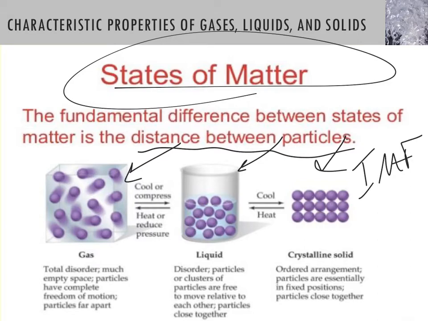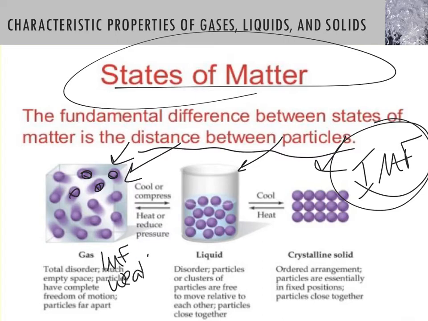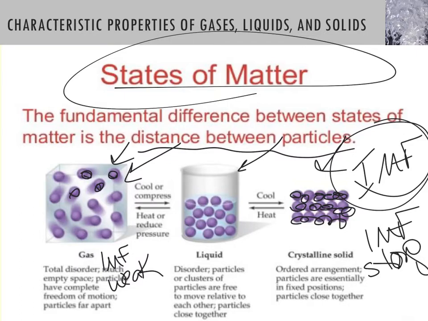So another way to state this, the fundamental difference between states of matter is the strength of the intermolecular forces between the particles. So in a gas, the individual molecules are quite far apart, which means the IMF, the intermolecular forces, are weak. They're not pulling toward each other very strongly. On the other hand, the molecules in a solid are packed as tightly as they can be, and therefore the intermolecular forces are very strong, and it pulls the individual molecules close together.